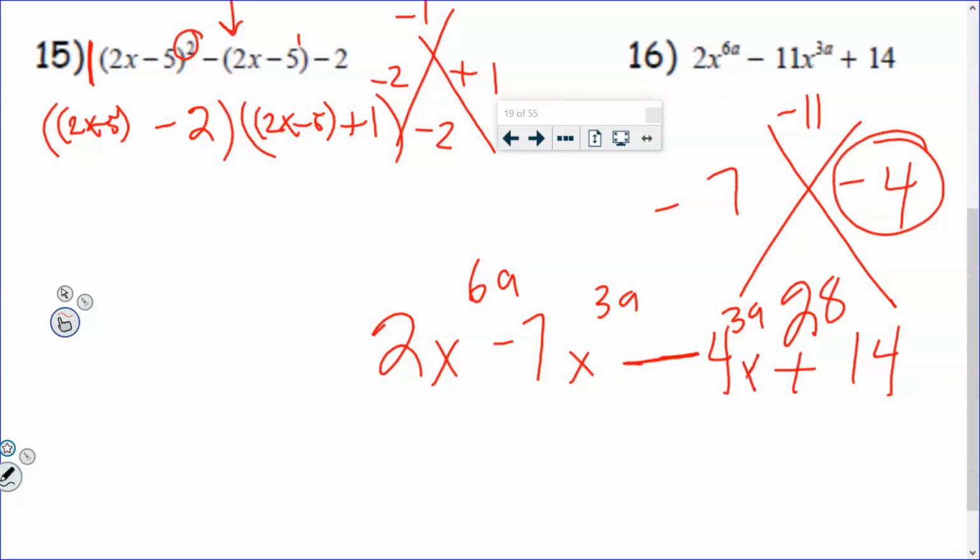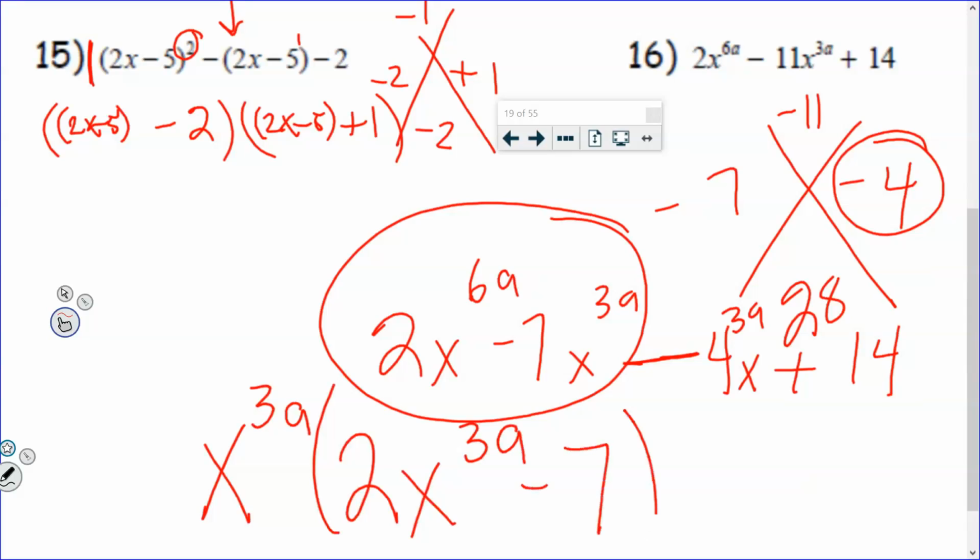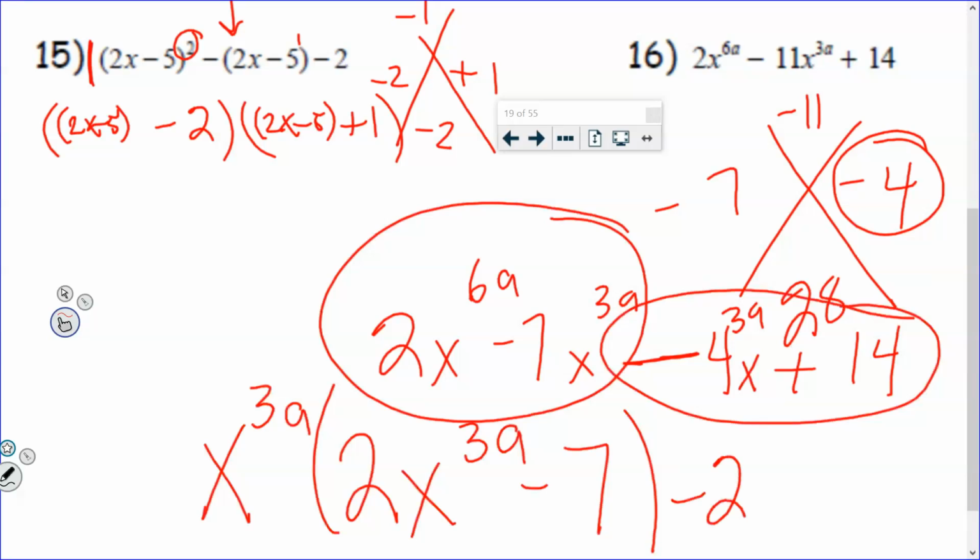All right, factor by grouping. I'm going to take out an x to the 3a. That's going to leave 2x to the 3a minus a single 7. For this group, I'm going to take out a -2. Because that's going to be 2x to the 3a minus 7.